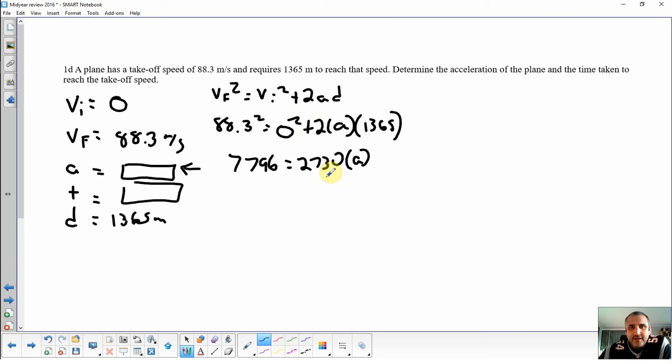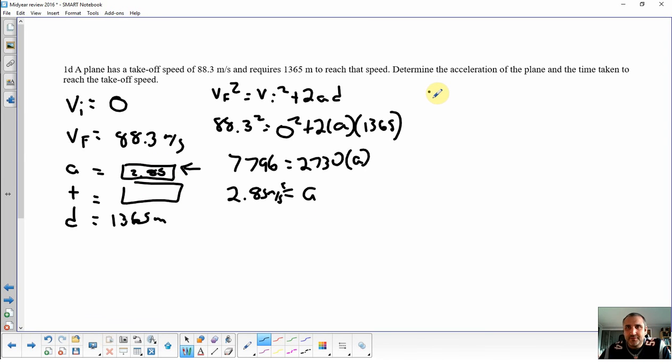So now we're going to divide both sides by 2730, and we should get an acceleration of 2.85 meters per second squared. So now the question is, what's next? All right, we got acceleration 2.85, but now we need to figure out the time.